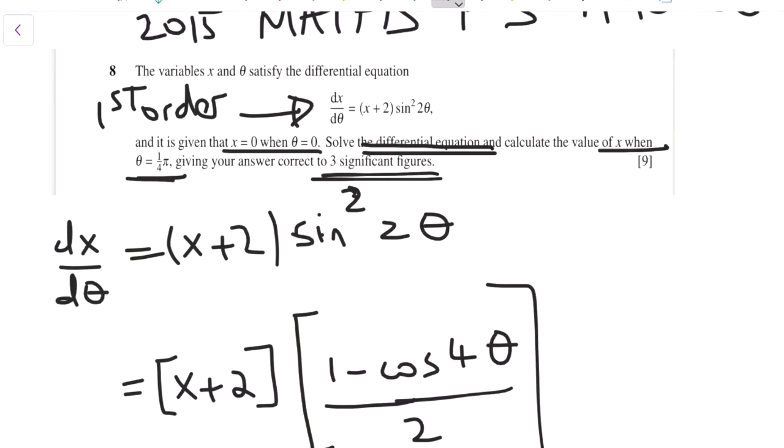Okay, so how do we approach these questions? Well, the first thing to know is that this is an equation in which we can separate variables. Okay, so let's get going.